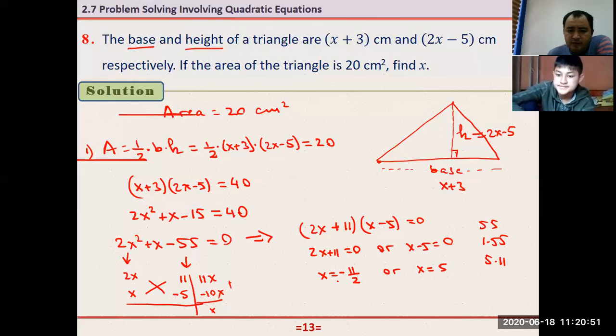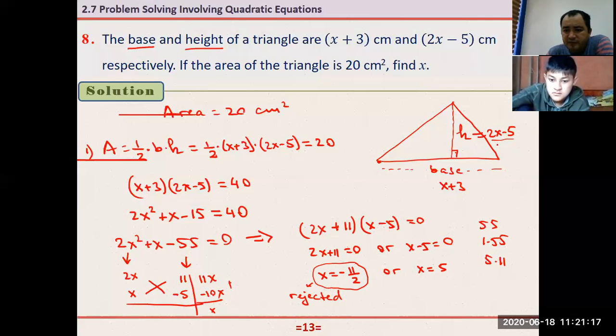Okay. So what is x? If you substitute the negative number here, the height will be negative. We know that the height cannot be negative. So that's why this answer is rejected. We do not accept this because it's not a suitable answer. We do not use negative numbers to measure the length of something, right? We use only positive numbers. So this is our answer. What is the question? If the area of the triangle is this, find x. So we are looking for x. So the value of x is 5.